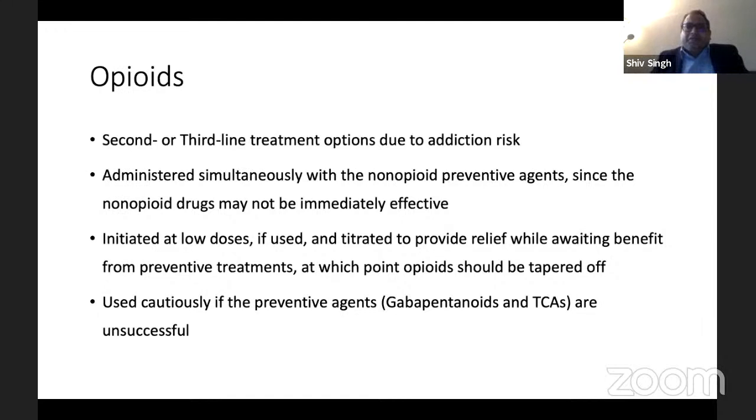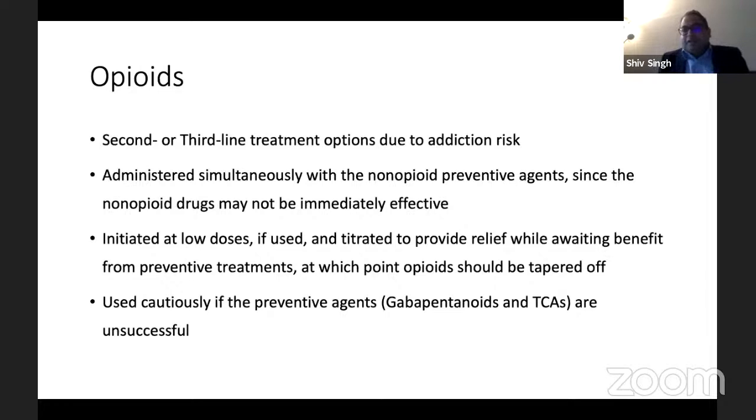Opiates are considered to be second or third line of treatment, and this has been more recent with the opioid pandemic. Because of the risk of addiction, they have become second and third line. They can be used simultaneously with the tricyclic antidepressants or pregabalin or gabapentin. The reason being that pregabalin or gabapentin can take weeks before you can actually see the effect, whereas opioids will likely provide immediate pain relief. And that's why they are initiated.